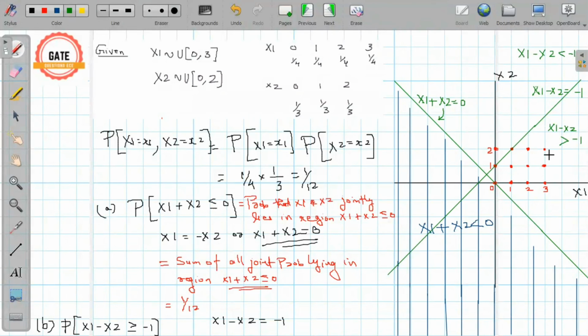So we can see out of these 12 points, these 11 points are lying in the region of our interest. So we will sum up the joint probabilities of these 11 points, and that will give us this probability. So the sum of joint probabilities of these 11 points, we can directly write, will be 11 by 12. So the answer will be 11 by 12.